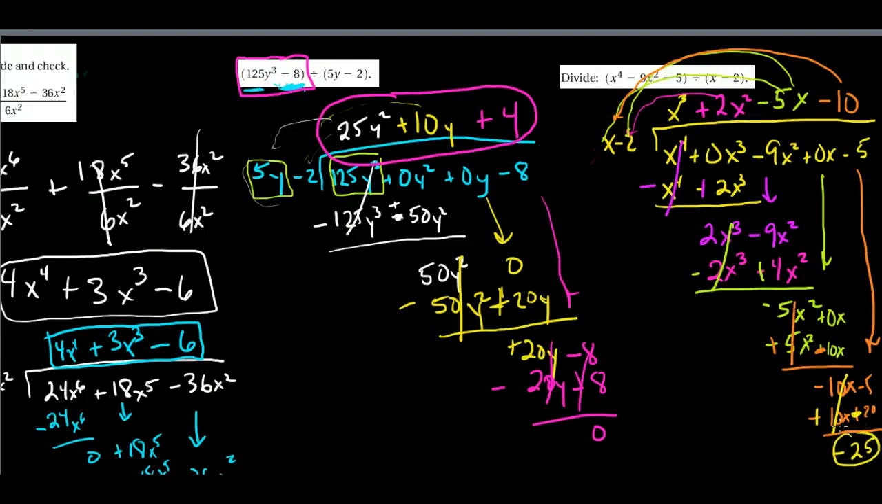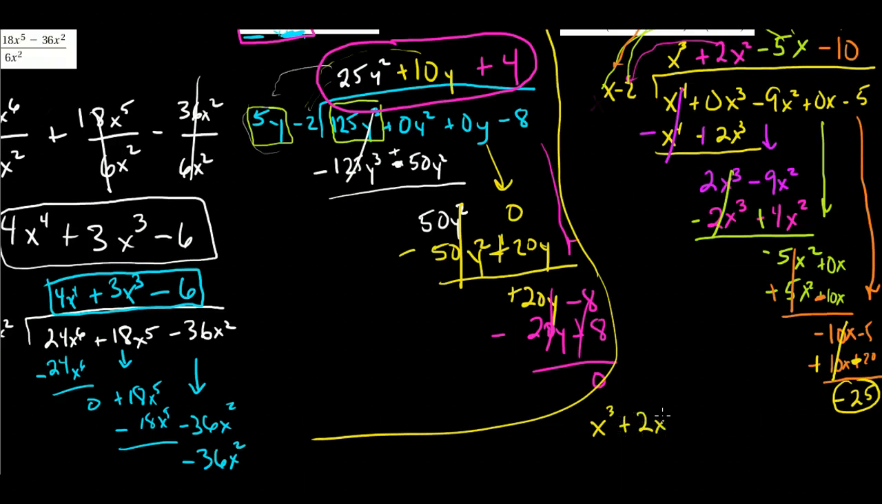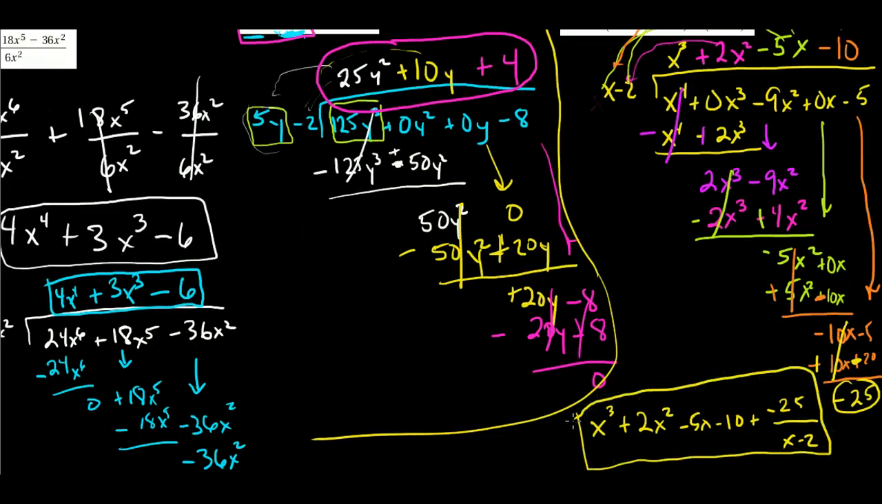And with a remainder, what I have to do is express this as, let's see, when I divide this big madness by x minus 2, I get x cubed plus 2x squared minus 5x minus 10 plus a negative 25 over x minus 2. Remember how you used to write your remainders as a fraction. This is the answer to all of that madness, and yes, we will go over it in class.